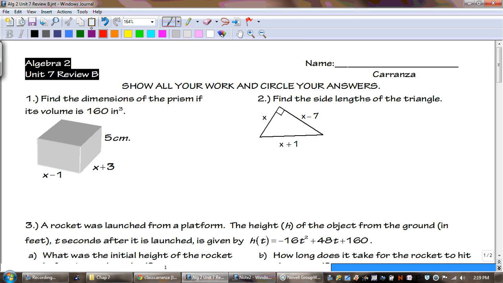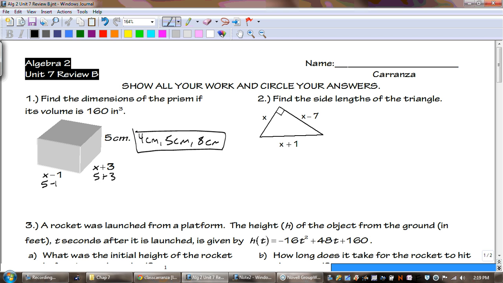But we have to come back in here and do 5 minus 1 and 5 plus 3 to get our sides. And we get that our sides are 5. Oh, we'll put these in order from least to greatest: 4 centimeters, 5 centimeters, and 8 centimeters. And that's our final answer. Okay?